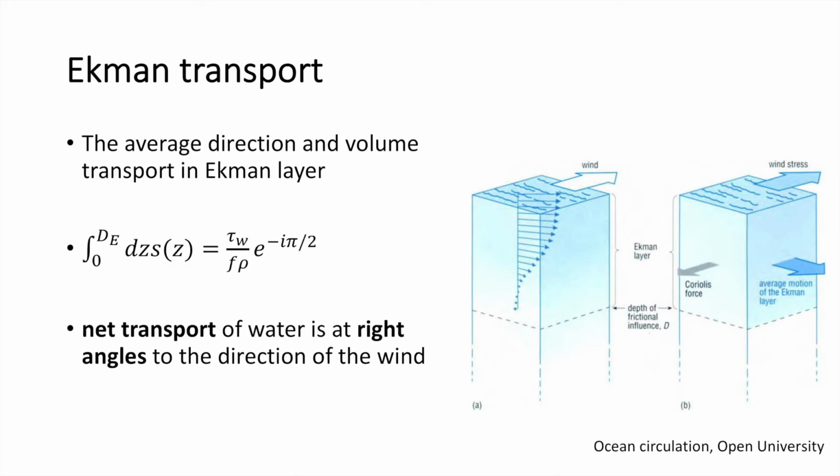The average direction and volume transport in Ekman layer are a function of shear stress, the Coriolis parameter, and density. It shows that the net transport of water is at right angles to the direction of the wind, clockwise in the northern hemisphere and anti-clockwise in the southern hemisphere.